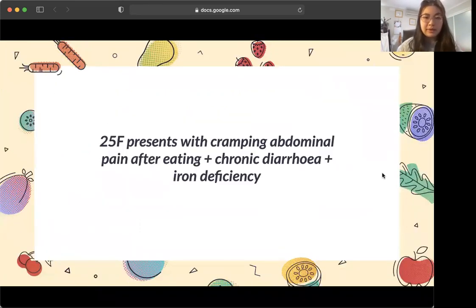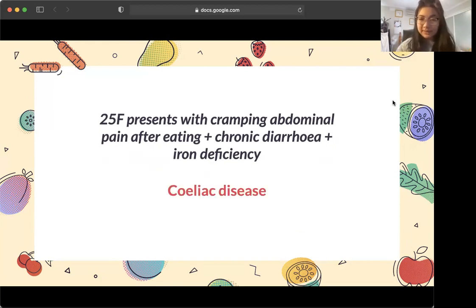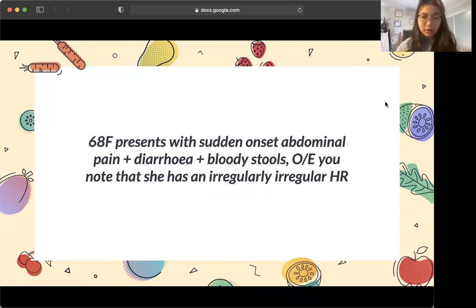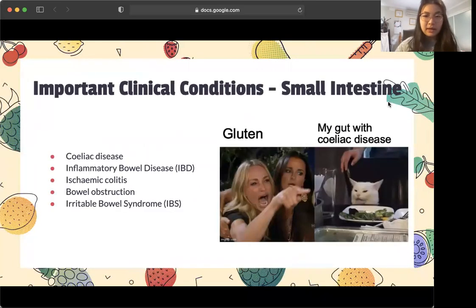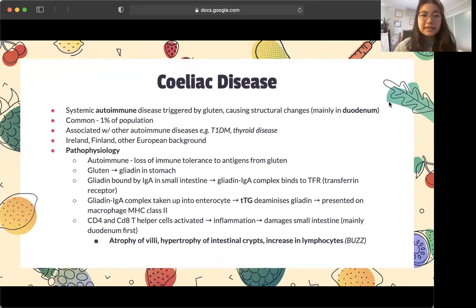If we have a 25-year-old female presenting with cramping abdominal pain after eating and chronic diarrhea and iron deficiency, what is your top differential? We'll go through this condition. It is called celiac disease. We actually will skip that. Yes, okay. So celiac disease is an autoimmune disease, which means it could be a higher risk in patients with other autoimmune diseases as well, like type 1 diabetes, like thyroid disease.